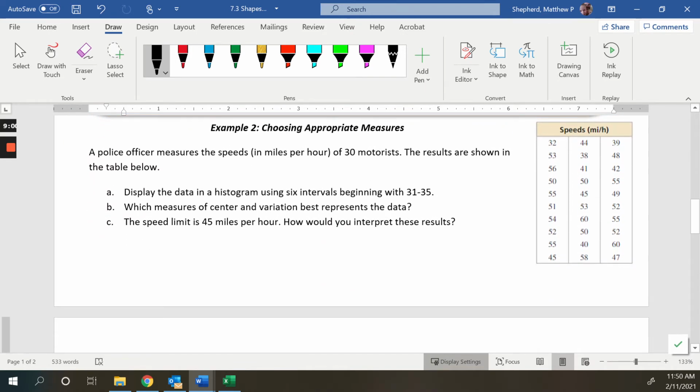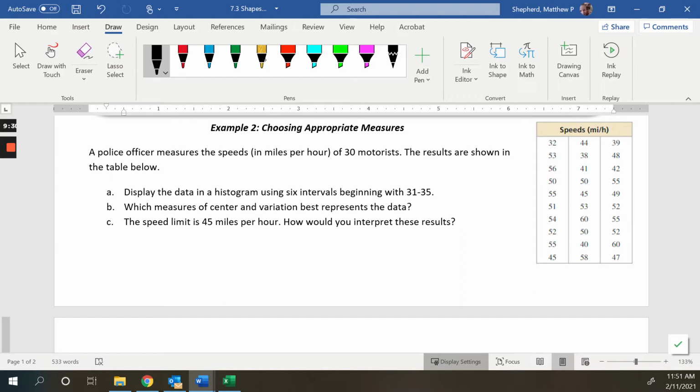Okay, all right, so let's take a look at this data, and we're going to try to pick the appropriate measurement given this data. We got a police officer measures the speed in miles per hour of 30 motorists, shown to the right. First, we want to display this data in a histogram so that we can figure out, is the data skewed or not? If it is skewed, we'll choose certain measurements. If it's not skewed, we'll choose others.